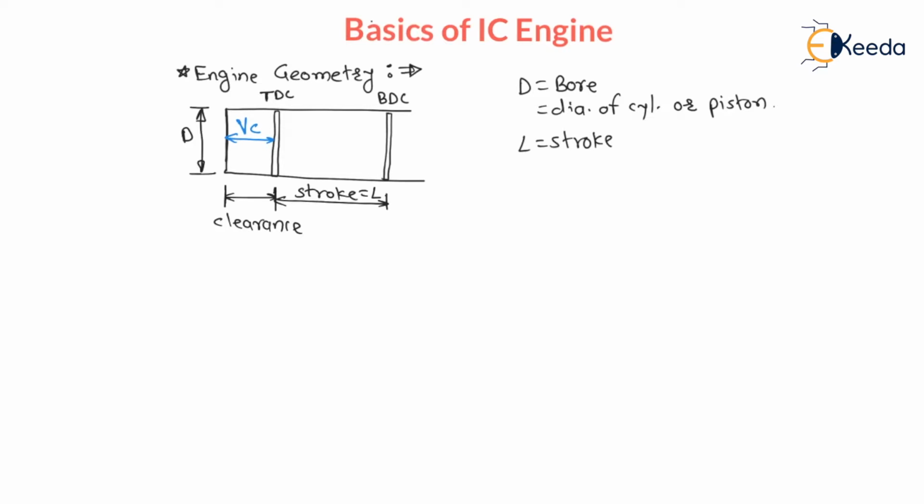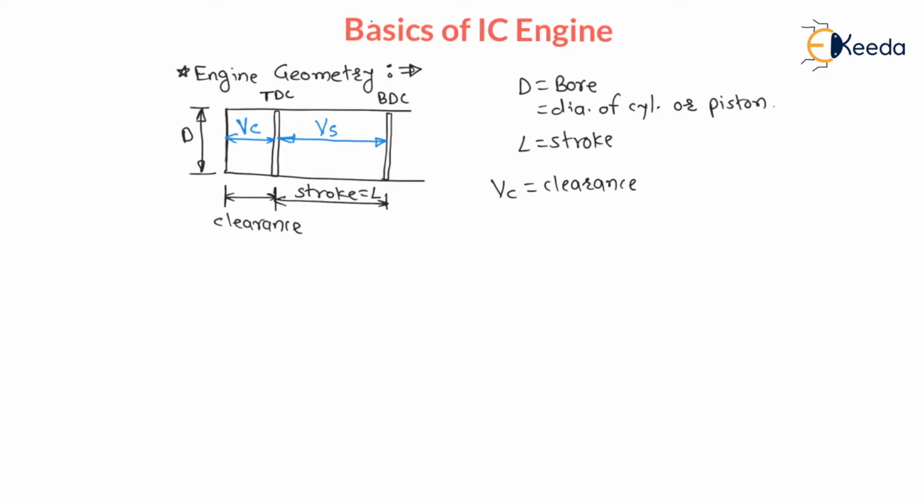Whenever the piston moves from top dead center to bottom dead center, or bottom dead center to top dead center, it is considered a stroke, and the volume displaced by the piston is called the swept volume or displacement volume, Vs. The volume between top dead center and bottom dead center is called swept volume, Vs.